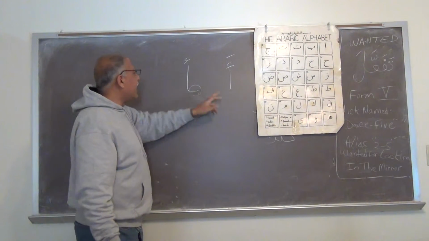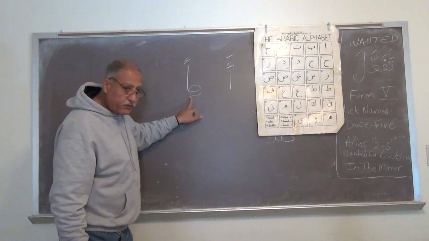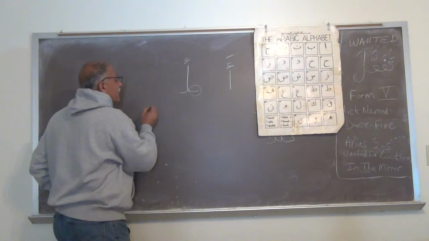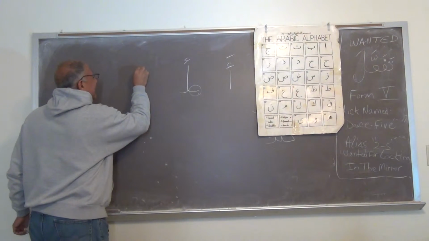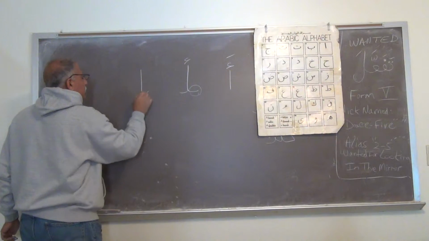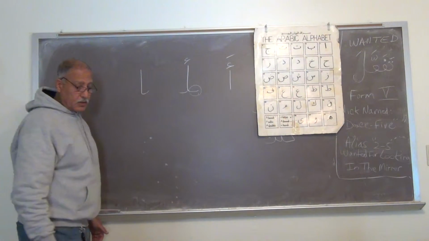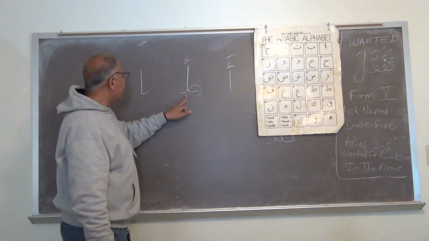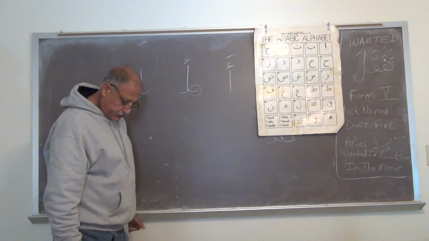Okay? So this is the alif at the beginning of the word, this is in the middle of the word, then the alif at the end of the word. It's going to be like that. So we have alif, and this is alif in the middle of the word, and this is alif at the end of the word.